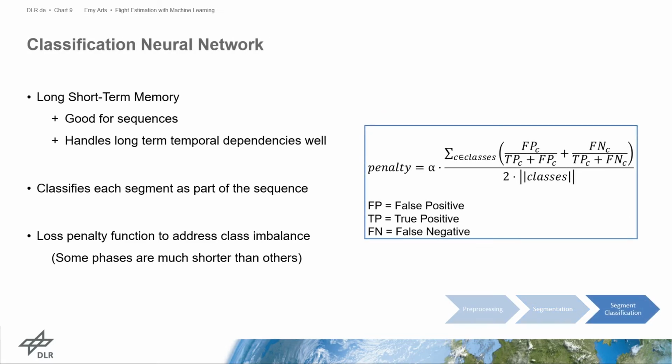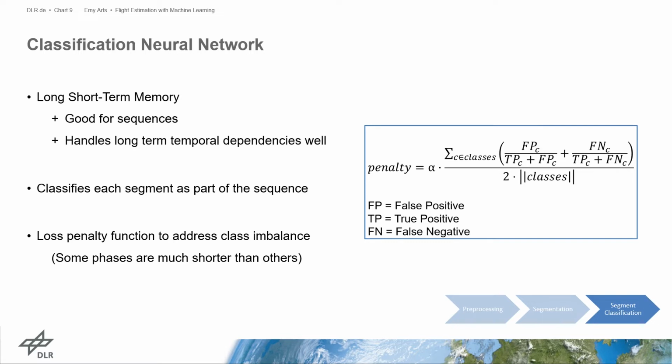Once a flight is represented by a sequence of segments, we want to be able to identify the flight phases flown on each of these segments. We do this by using a neural network, more specifically a long short-term memory network. Long short-term memories are a type of recurrent neural network, and recurrent neural networks are often used for sequences. Now, long short-term memories have the peculiarity that they are able to handle longer temporal dependencies very well, which is the case of a flight.